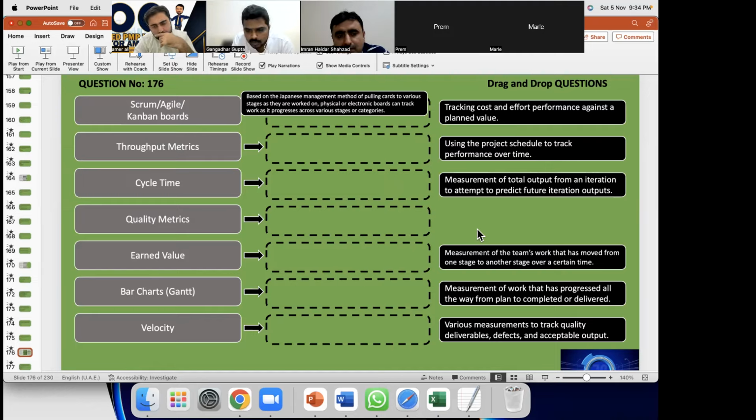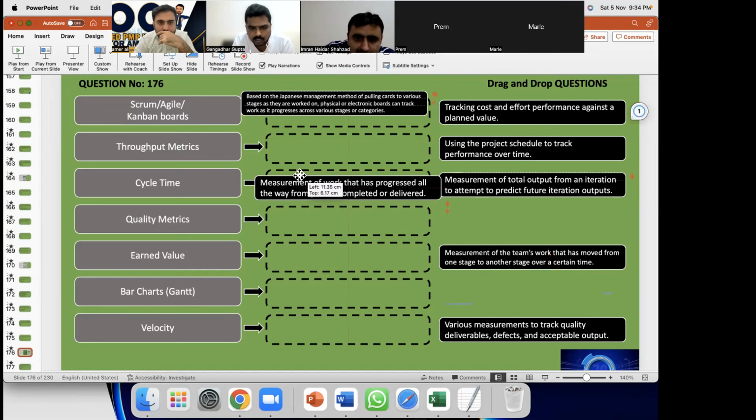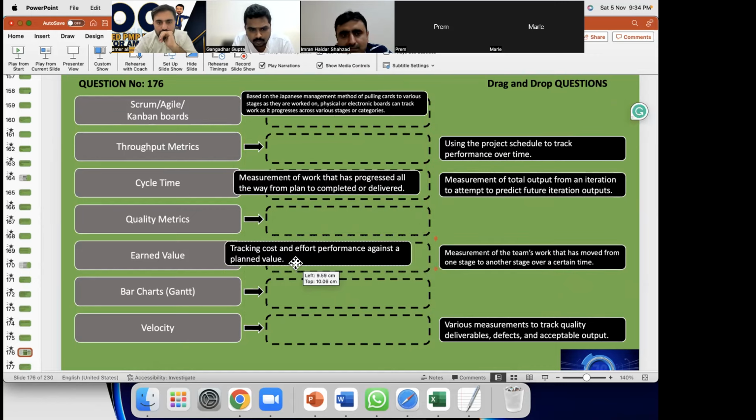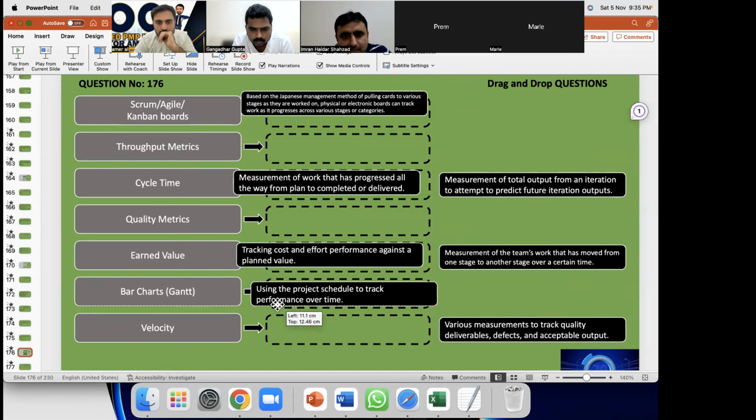The cycle time will be the measurement of work that has progressed all the way from plan to complete the deliverable. Earned value is the tracking of cost and effort performance against planned value. Using the project schedule to track this, burn charts, sorry, bar charts and Gantt charts.